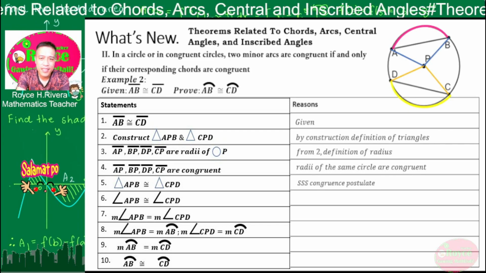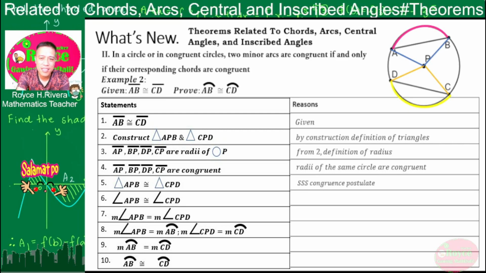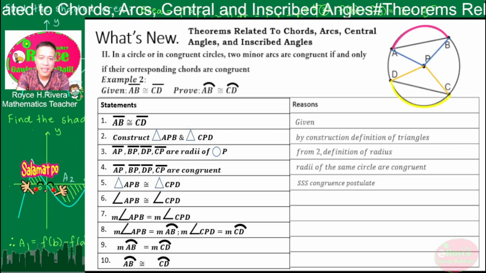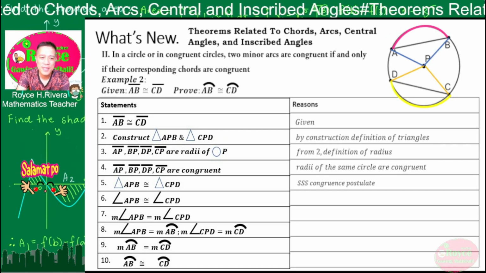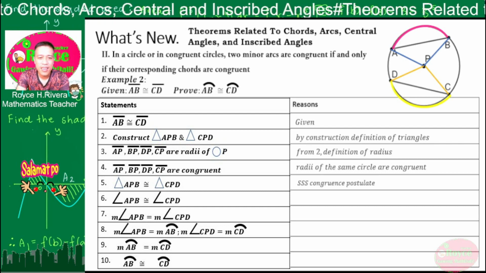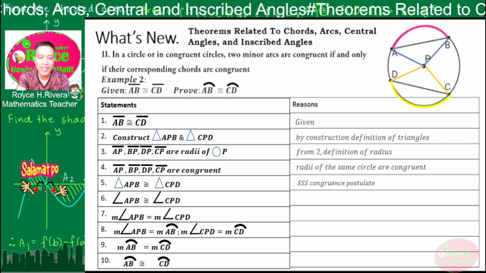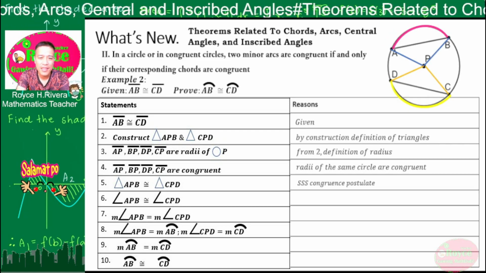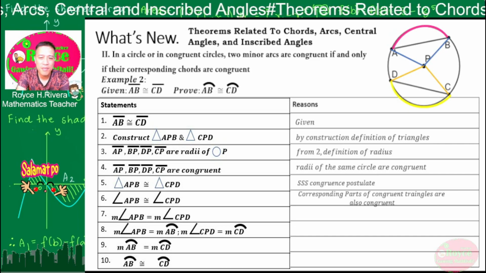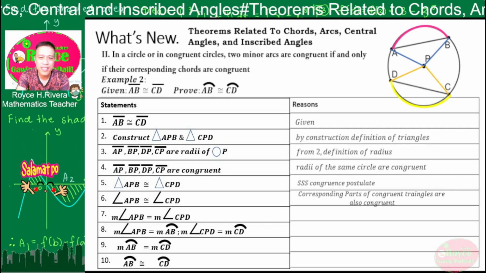AP and DP are congruent. And side CP and BP are congruent. Statement number 6. Angle APB is congruent to angle CPD. For the reason, corresponding parts of congruent triangles are also congruent.